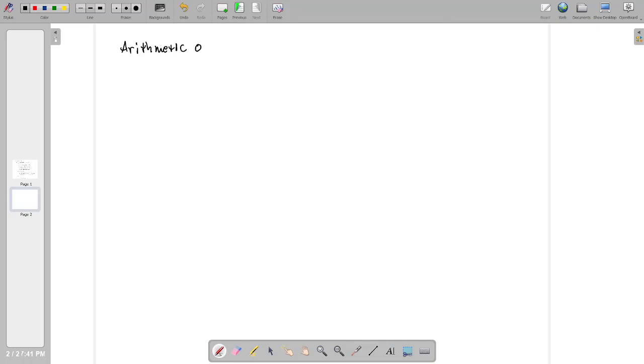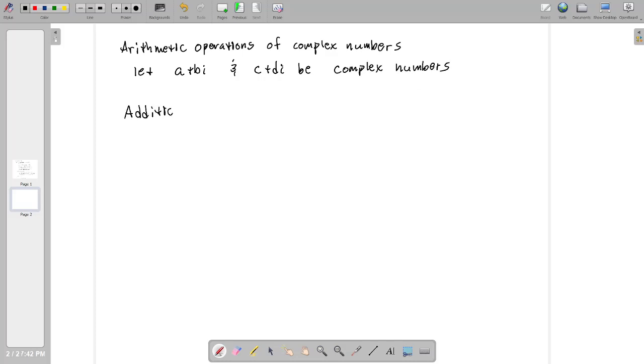All right, the next thing that we're going to do is cover the arithmetic operations of complex numbers. So let a plus bi and c plus di be complex numbers. We'll start with addition here. a plus bi plus c plus di is equal to a plus c plus b plus d i. What we do is we add the real parts together, so a plus c, and we add the imaginary parts together, so b plus d.